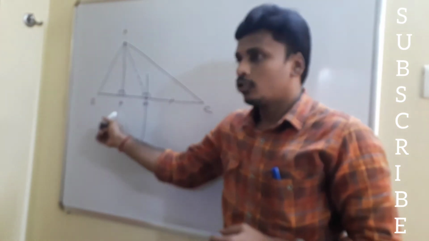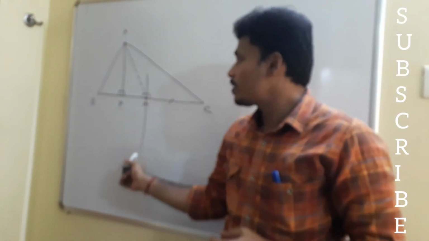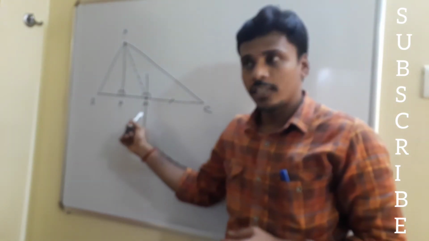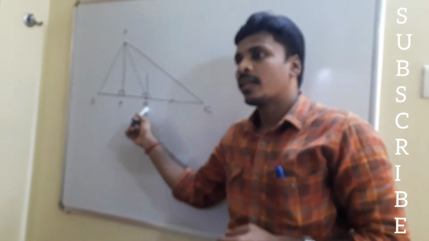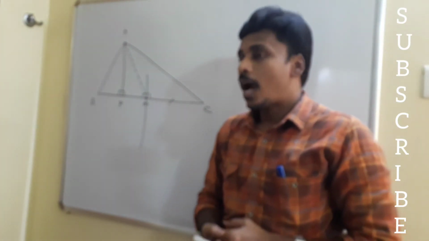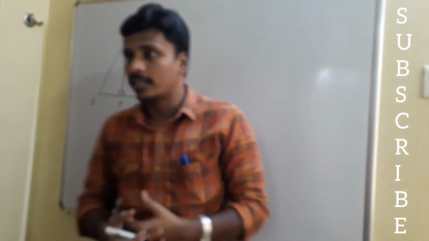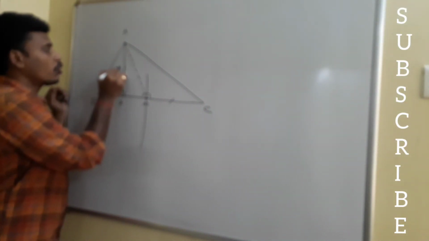This is the altitude passing through the vertex perpendicular to the opposite side. And this is the perpendicular bisector passing through the midpoint of a side and perpendicular to it. And this is the median starting from the vertex and reaching the midpoint of the opposite side. And now, as we discussed, somewhere on this altitude the orthocenter is located.